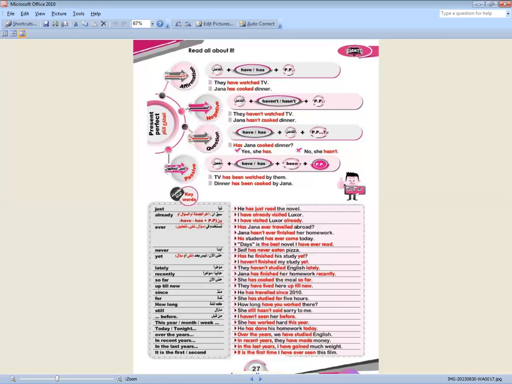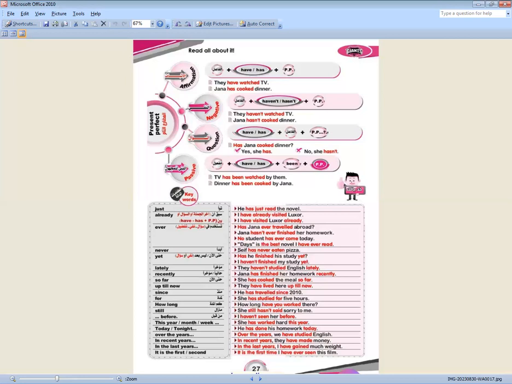The next part is the keywords. You can use just and already. And where can you put just and already? In the middle between have or has and the past participle. Just and already come with the positive sentence. They do not love the negative. He has just read the novel. He has already visited Luxor. I have visited Luxor already. So already can be used also at the end of the sentence.